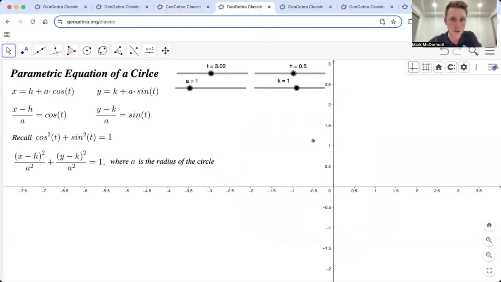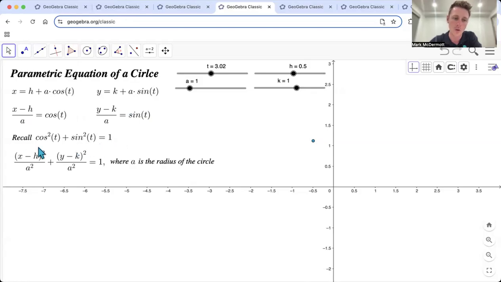Let's take it up another notch and say now, let's just imagine we can move it left and right and up and down, so it's no longer centered on the origin. What we're going to do here is say that the x coordinate is now going to be defined as h plus a cos t, and that h is going to move it left and right. Similarly, the y coordinate is going to get moved up and down by this value of k. If we rearrange that, we get x minus h on a equals cos t, and y minus k on a equals sine t.